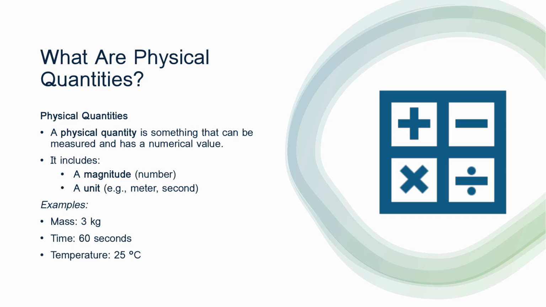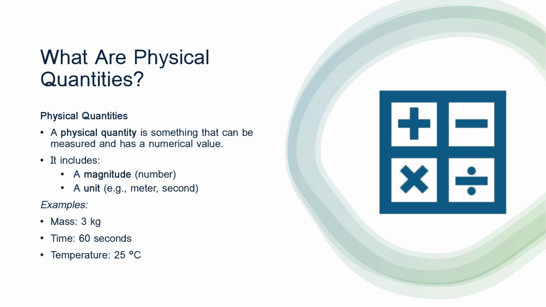Let's start with the basics. What exactly is a physical quantity? In physics, a physical quantity is any property of an object or phenomenon that can be measured and quantified. This means it must have two essential components, a numerical magnitude and a specific unit. For example, if I tell you a car is traveling at 50, that information is useless. 50 what? Miles per hour, kilometers per hour, meters per second? The unit provides the context that makes the number meaningful.